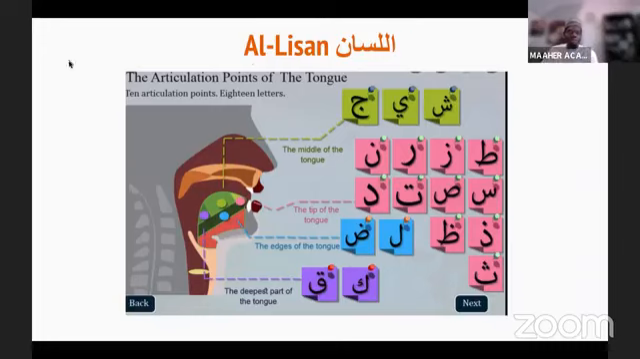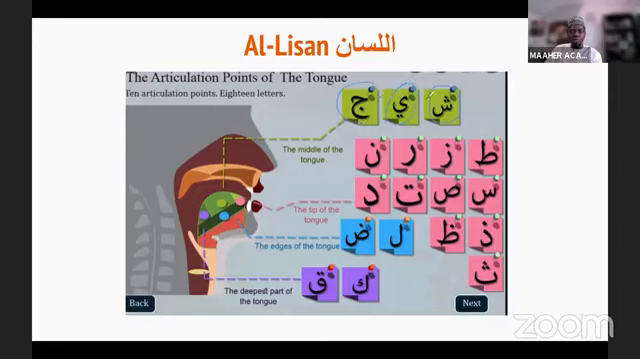Okay, we have those letters of the tongue that come out from the middle of the tongue. We call them the huruf al-shajariyya. So the letters that come up from the middle of the tongue: we have the shin, the ya, the jim. Okay, these are the middle letters. They come from the middle part of the tongue.